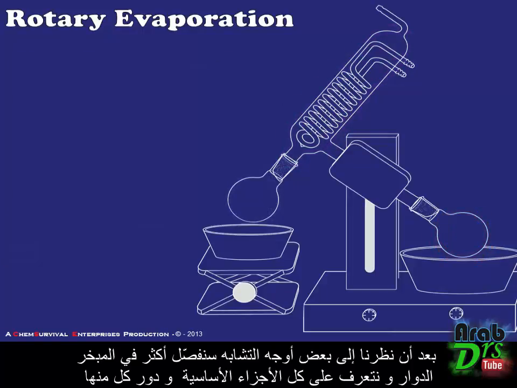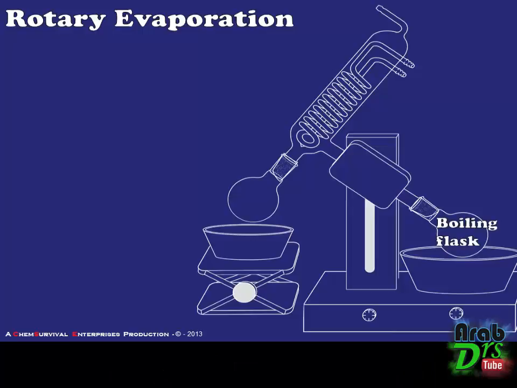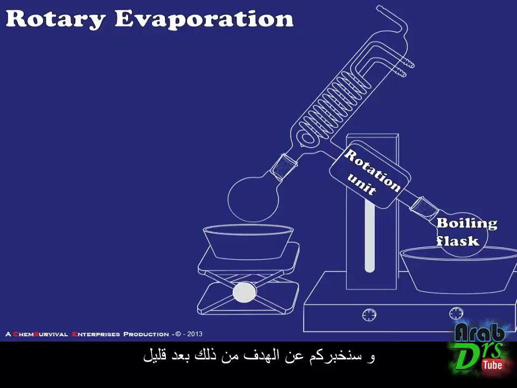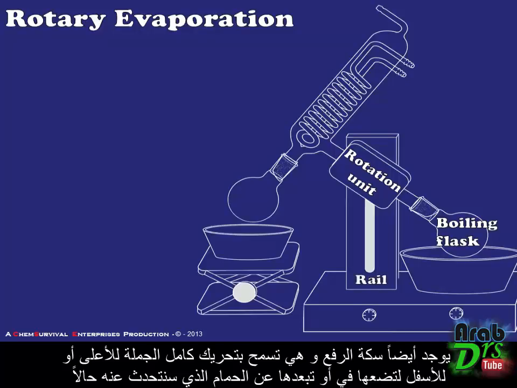So now that we've looked at some similarities here, let's go all the way through this rotary evaporator and identify all of the essential parts and what they do. I'll be referring to the round bottom containing your sample solution as a boiling flask. There's also a rotational unit, which is basically just a motor that spins that stem of the boiling flask right along the axis that goes through the opening. And we'll talk about why we do that in a little bit. There's also an elevation rail that allows you to slide the entire system up and down to put it into or raise it out of the baths that we're just about to talk about now.